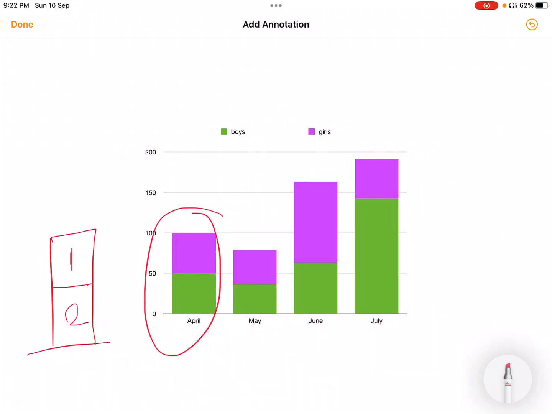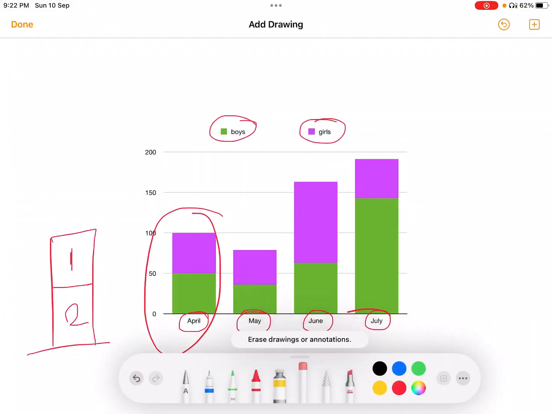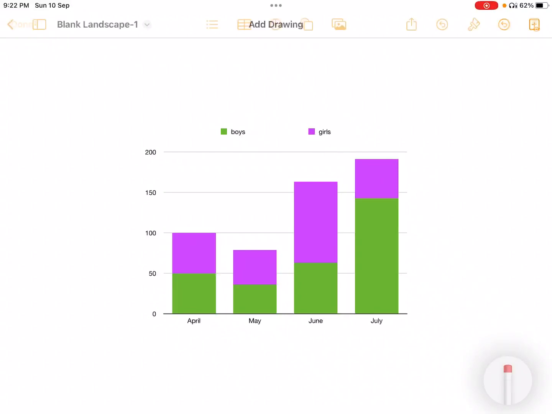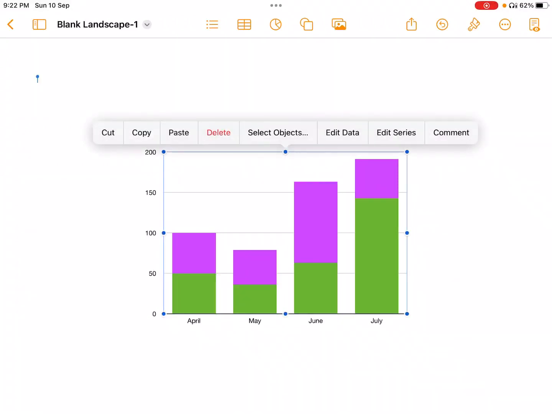Now here we are also observing data, the number of boys and number of girls present in that particular month: April, May, June and July. Clear? So this is your basic idea: we are observing how many boys and how many girls were present in April, in May, in June and in July. Okay, so for that let's observe the data. What is the data?